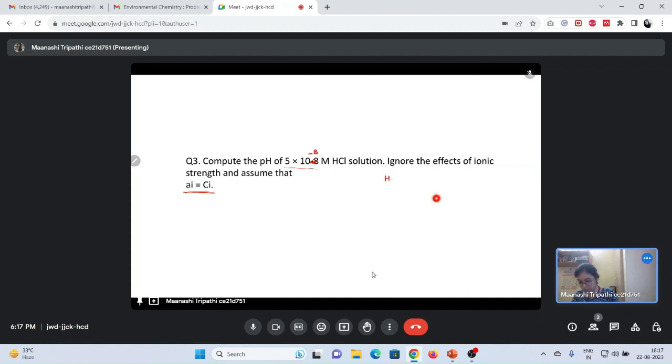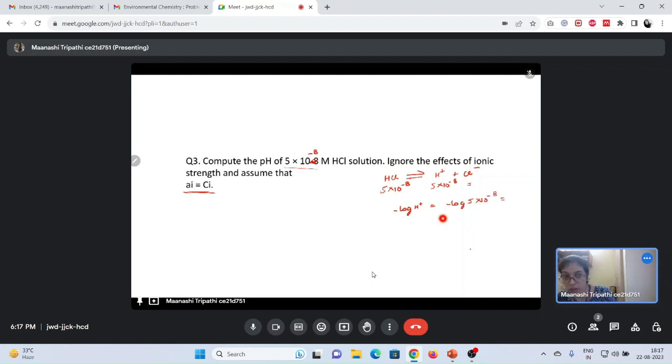So in general, HCl is a strong acid. When it dissociates, it will give H plus and Cl negative. What was the concentration of HCl? That was 5 times 10 raised to the power minus 8. Since it is a strong acid, it will give us 5 times 10 raised to the power minus 8 of H plus, and the same amount of Cl. Now when we take the negative log of H plus, we will get the negative log of 5 times 10 raised to the power minus 8.